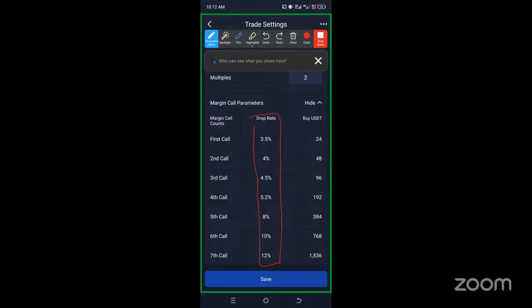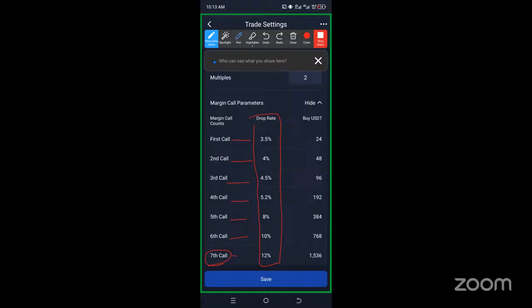And of course, the way the robot is made, as we have explained in the notes before. But when we are in Steady here, we can see we are limited to 7 margin calls only. There is a first call, a second call, a third call, a fourth, fifth, sixth, and seventh.